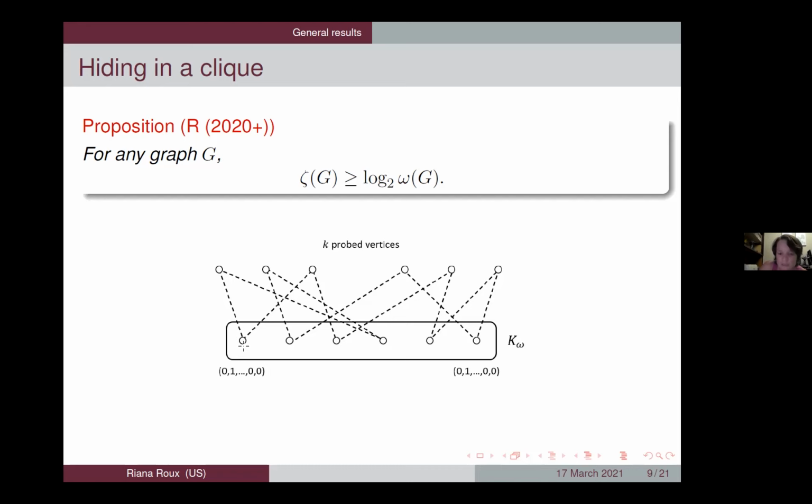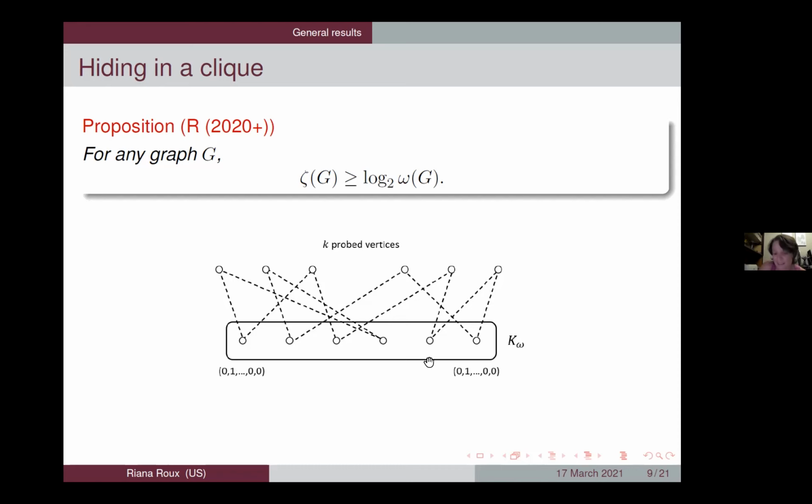So for each of these vertices in the clique, we can either assign the value 0 if it's at distance D, or the value 1 if it's at distance D plus 1, for each probe vertex. So for each vertex in the clique, we'll get a k-tuple, which tells us whether it is as close as possible to the probe vertex or one away from that. And we can do this for everyone in this clique, which means there is a total of 2 to the power of k such tuples.